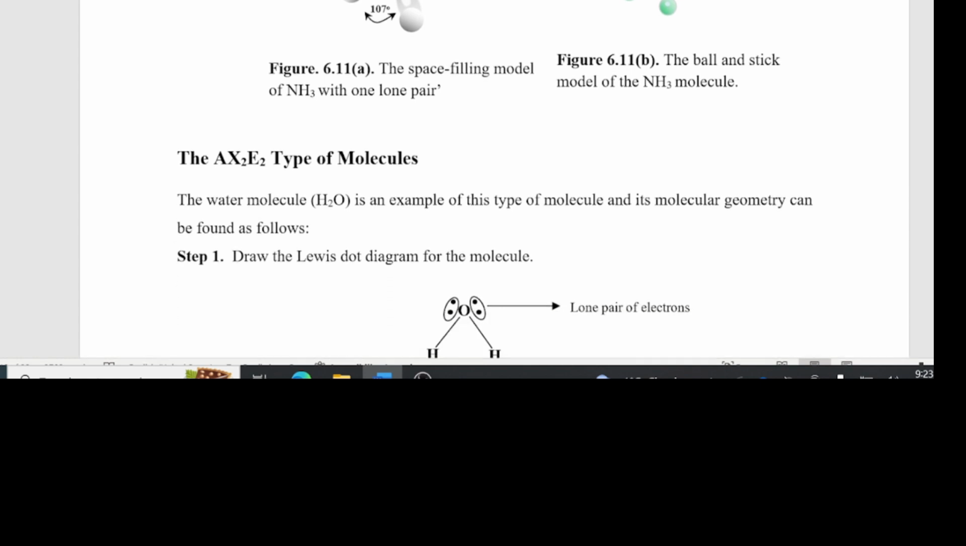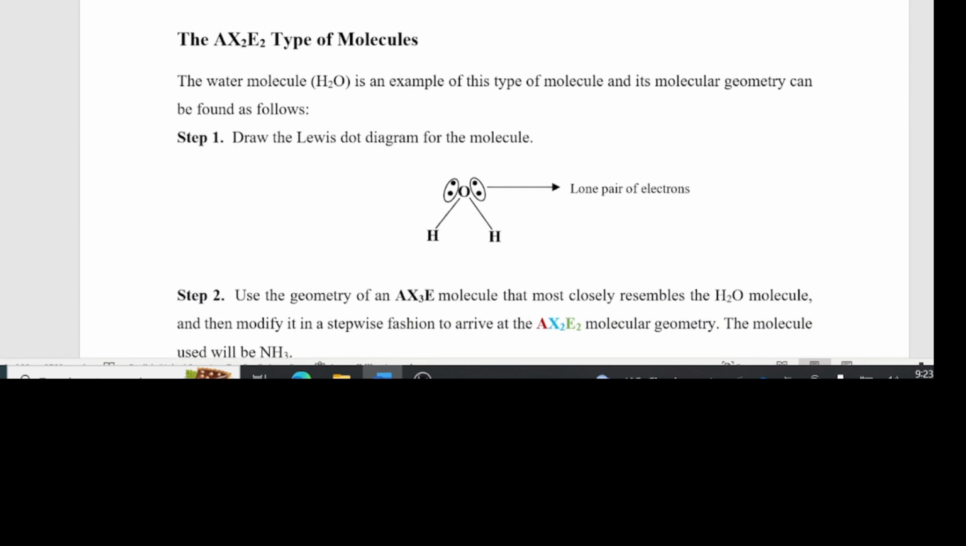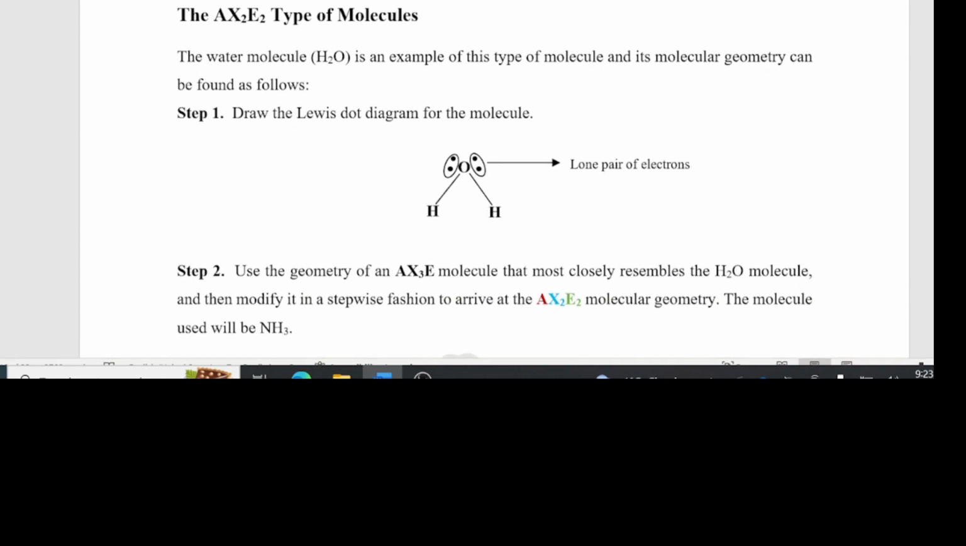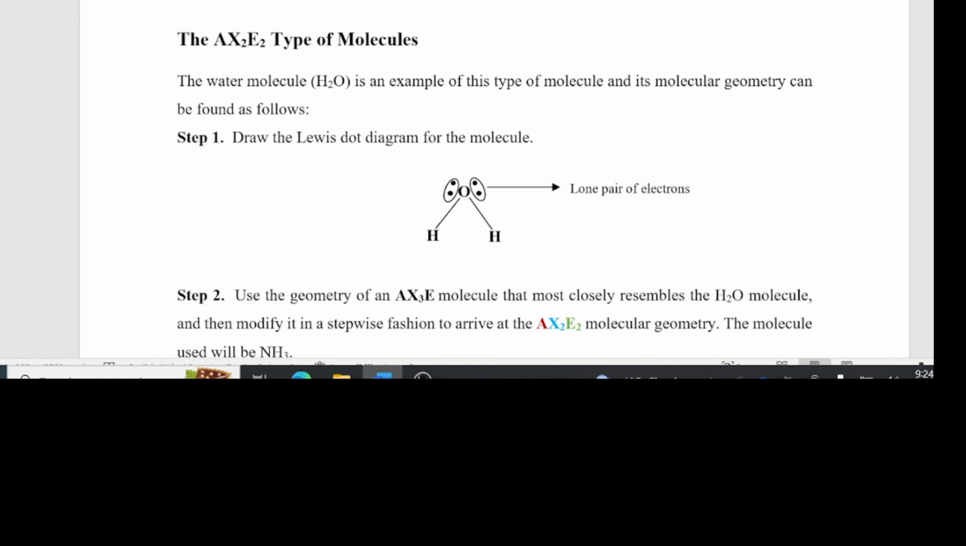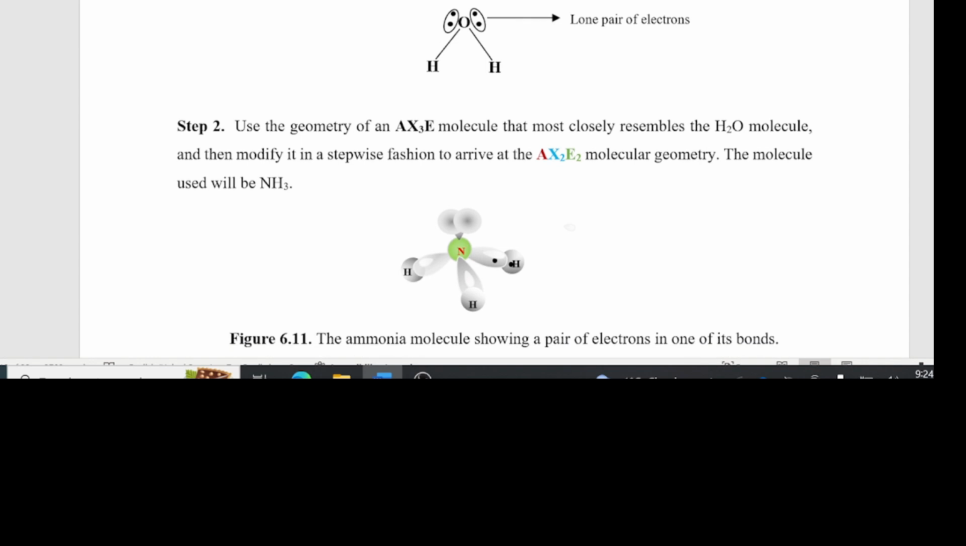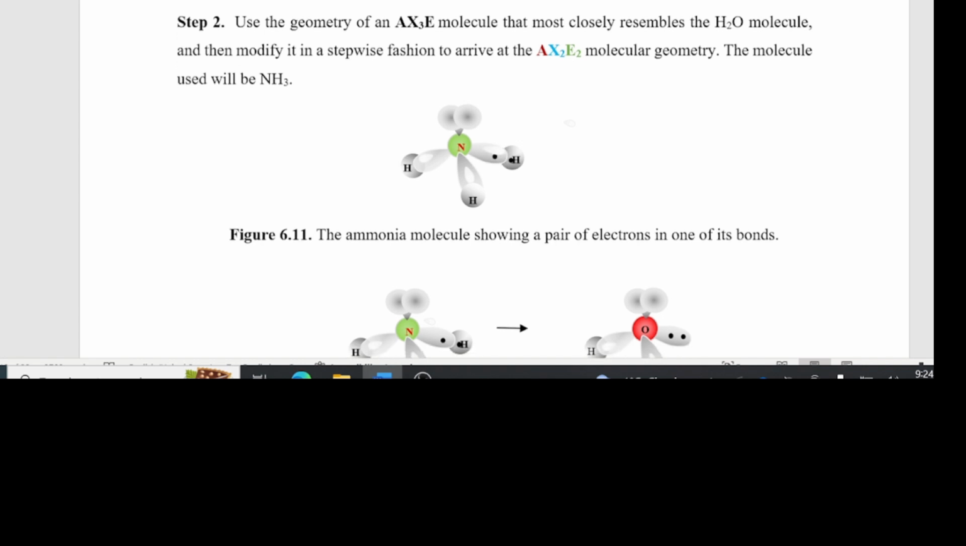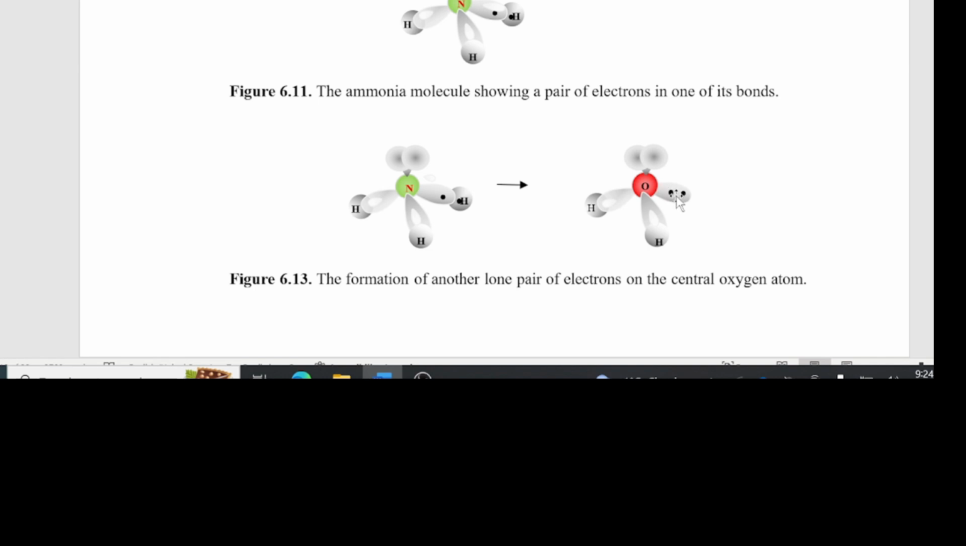AX2E type molecule. We'll use water to exemplify this. You draw your Lewis structure, and you have this. Here you have two lone pairs. To arrive at this molecule, we'll start with ammonia, which is an AX3E type of molecule, and gradually change it to water, which it resembles closely. We try to gradually change this to H2O. So what we'll do is take one of these bonds and remove that hydrogen to show you where this lone pair is going to be.